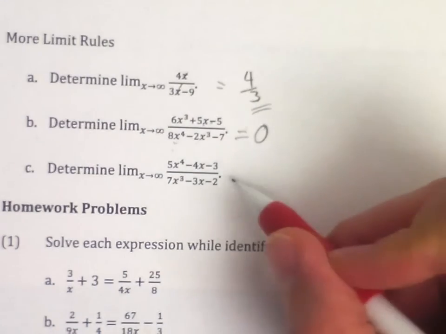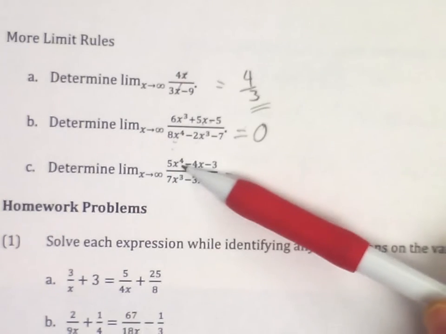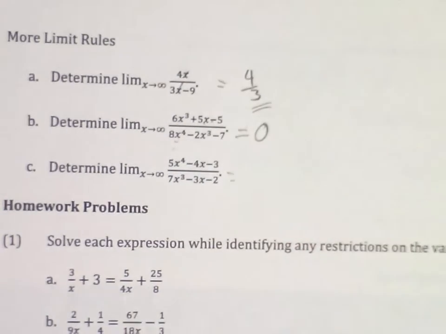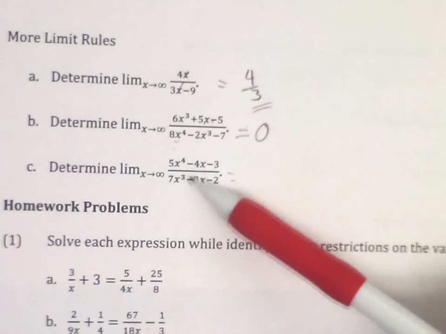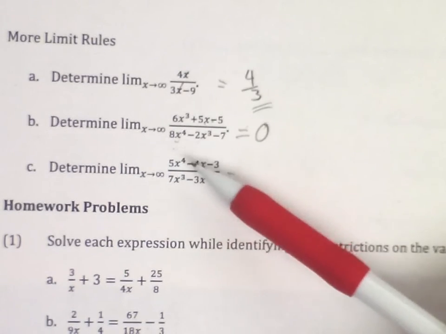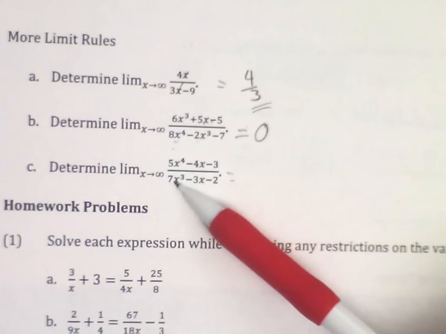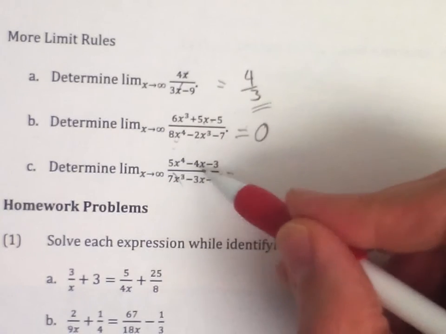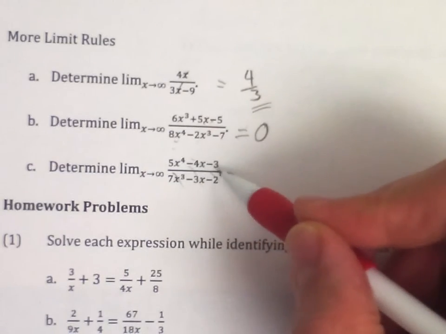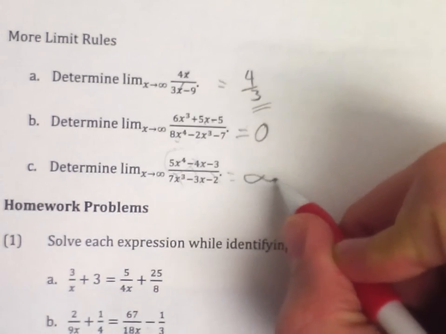All right, part C is the other scenario, in which case 5x to the fourth is the biggest power here. 7x cubed is the biggest power there. So as we go to infinity, this is going to get bigger by the fourth power. That's the third power. So actually this ends up knocking out all those other expressions. This is the dominating power. So this one's going to actually go to infinity.